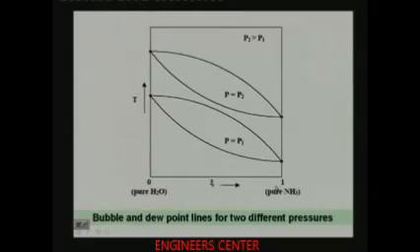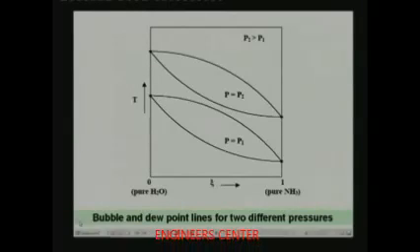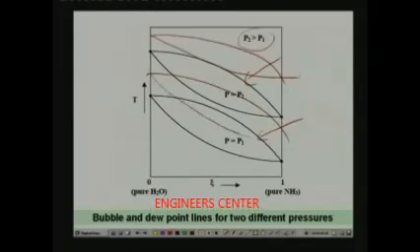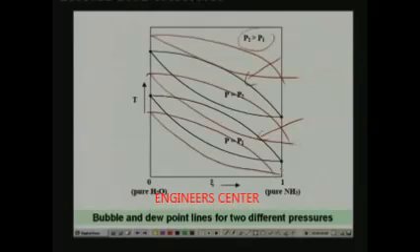Of course, if you carry out this experiment at two different pressures, you will get two different lines. This is for one pressure P2 and this is for another pressure P1, and P2 is greater than P1. So the same thing can be repeated at different pressures, and you will get different lines like this. This is a typical bubble and dew point chart for a binary mixture.